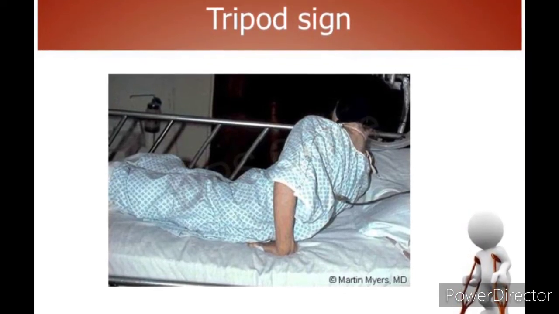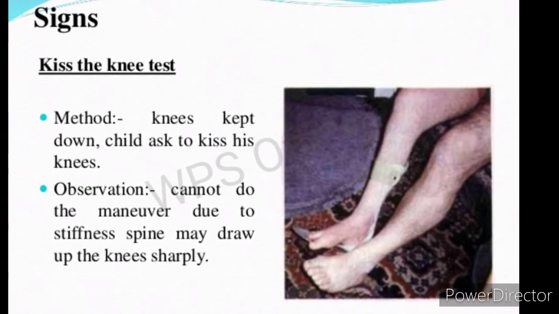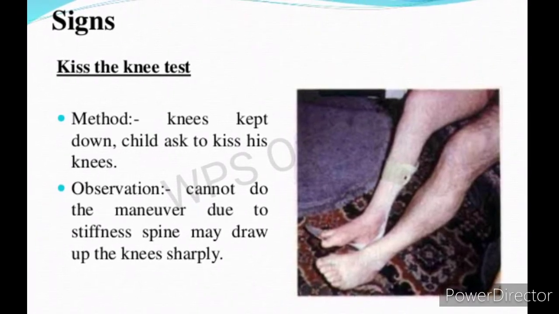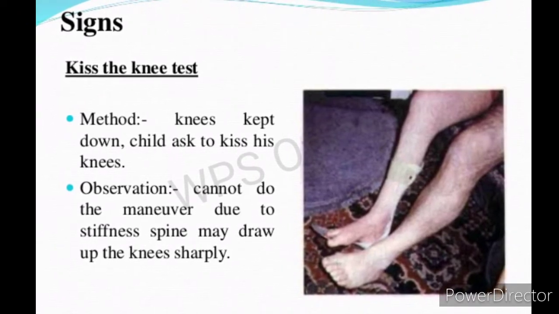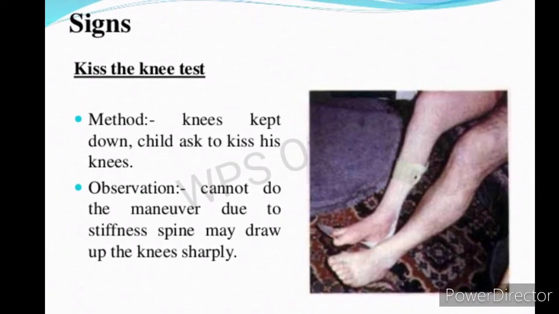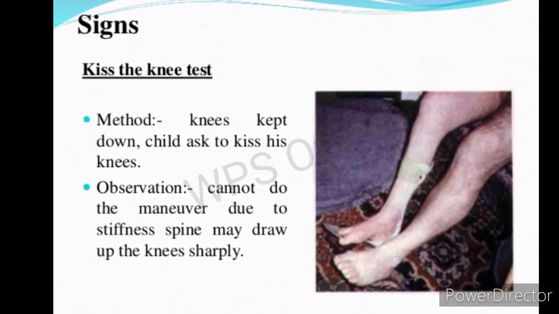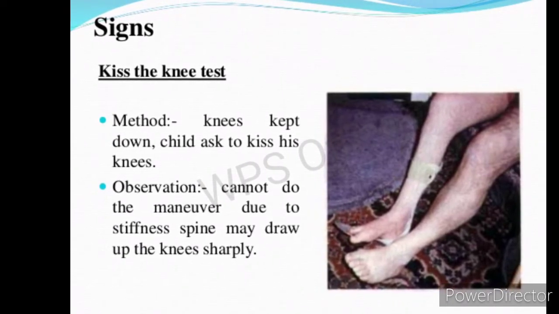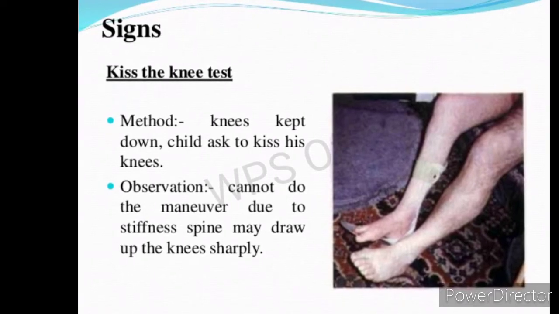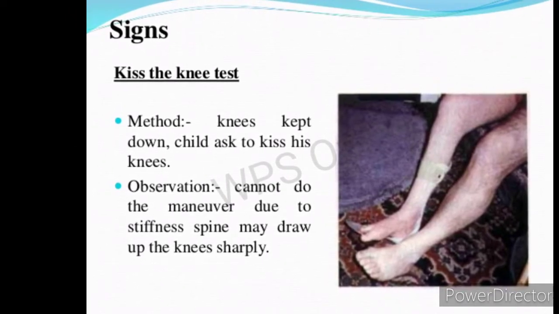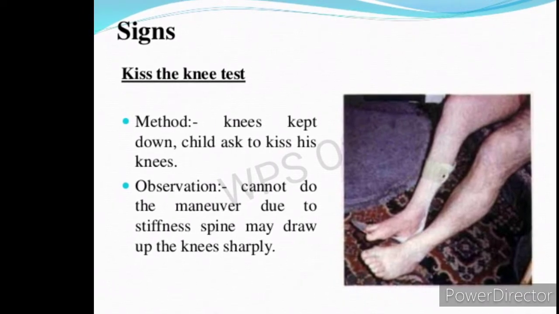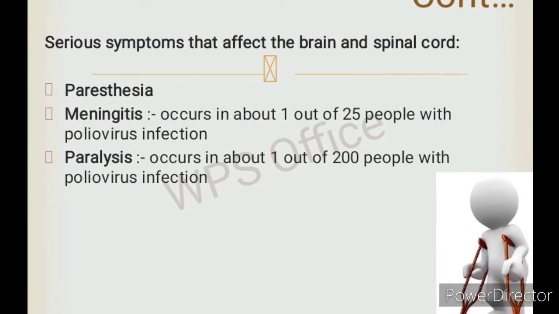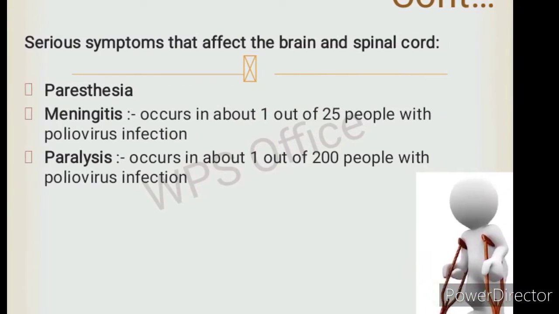Next is kystenitis. Here in this, the knees will be kept down. Then the patient will be asked to kiss his knees. While saying so, the patient will not be able to bend forward, because there will be stiffness in the spinal cord. Then unable to bend forward, the knees will automatically rise up. This is known as kystenitis. The serious symptoms that affect the brain and spinal cord are paresthesia, meningitis, paralysis.